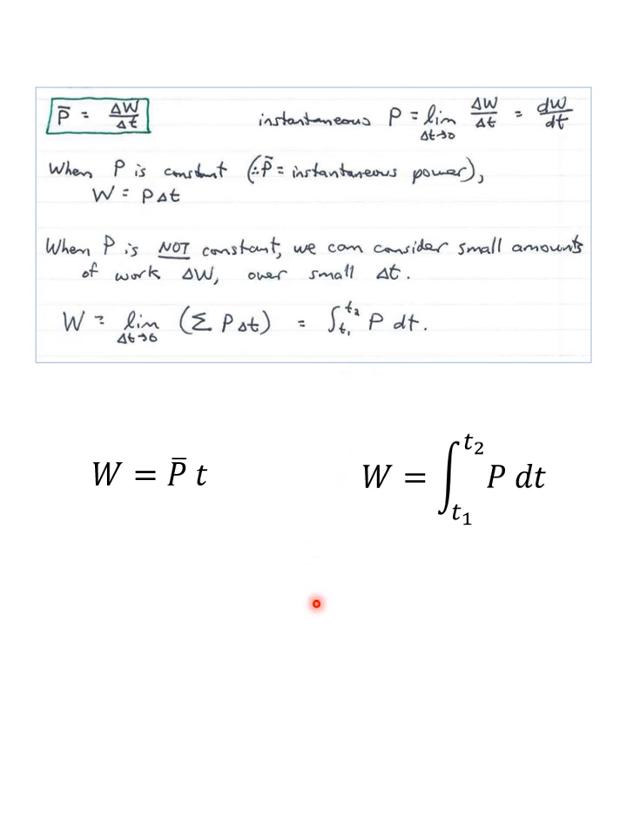So here are our two work equations. The one on the left is the simpler one. When power is constant, we can just say work equals average power times time. But when power is changing, we're going to need to use the integration.